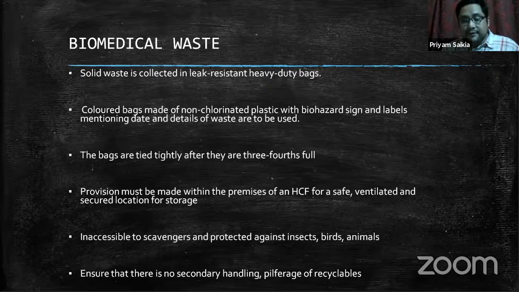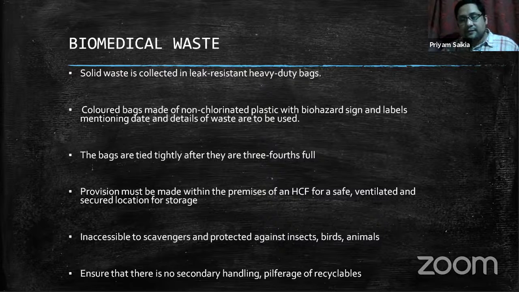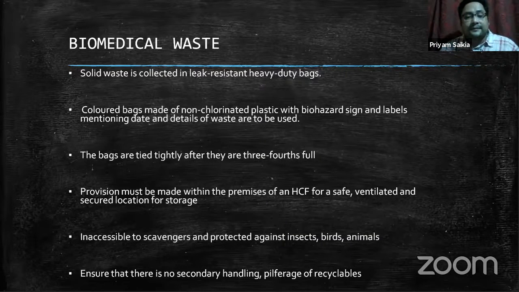There must be provision made within the operation theater premises for a safe, ventilated and secured location for storage until they are taken away. And it should be separated from the protected and semi-protected zone. The area should be inaccessible to scavengers and protected against insects, birds and animals. Otherwise, there is a chance of cross-contamination. And we should ensure that there is no secondary handling or pilferage of the recyclables.